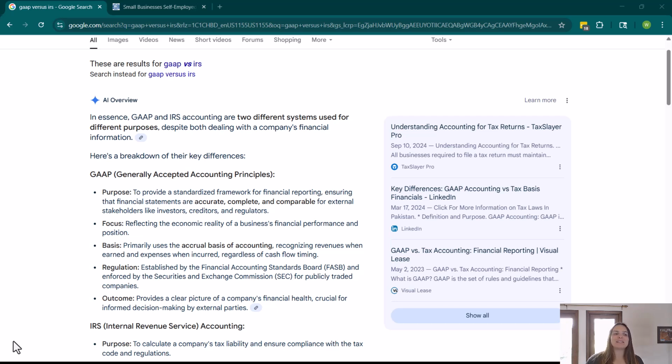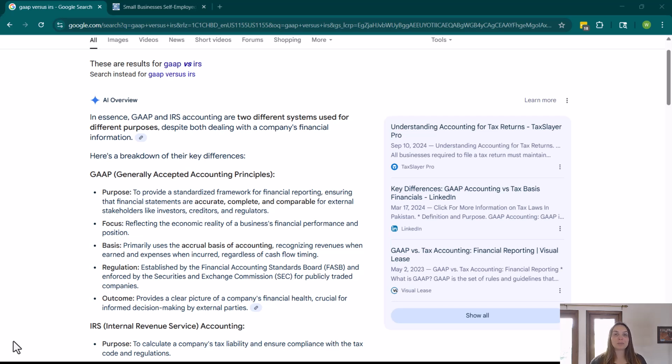IFRS is the international standard that a lot of different countries use. It's close to GAAP, they're not the same. GAAP is US-based, okay? GAAP is kind of complicated. So GAAP is the framework that is used for publicly traded companies.